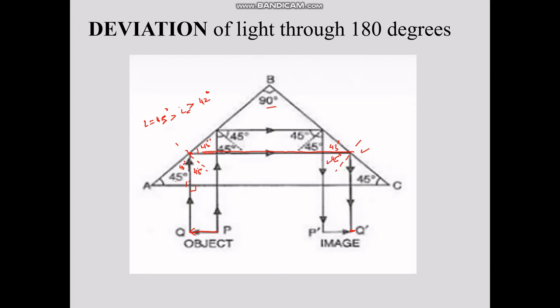Similarly, light from P will also travel in the same manner and will be observed at this place. So the object PQ, which was placed like this, is now being observed in another way. So how has the light shifted from this way to this way? That means it suffered a deviation of 180 degrees. Where is it used? It is used in binoculars. And let's see how.